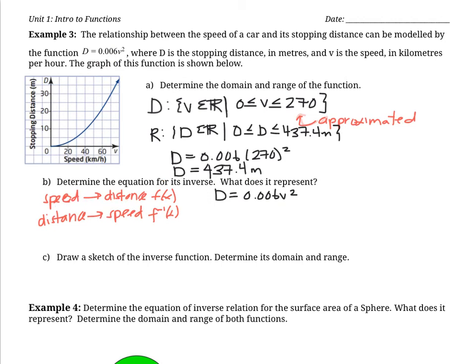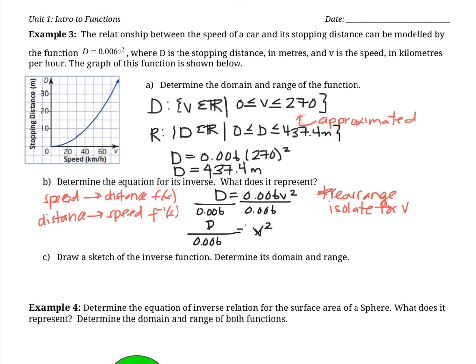I want to say, what if I input the distance? What's the equation for speed? So really this is just asking us to rearrange. So that's what we're going to do. We're just going to rearrange and isolate for v. So let's divide by 0.006, and we're going to be left with d over 0.006 is equal to v squared.